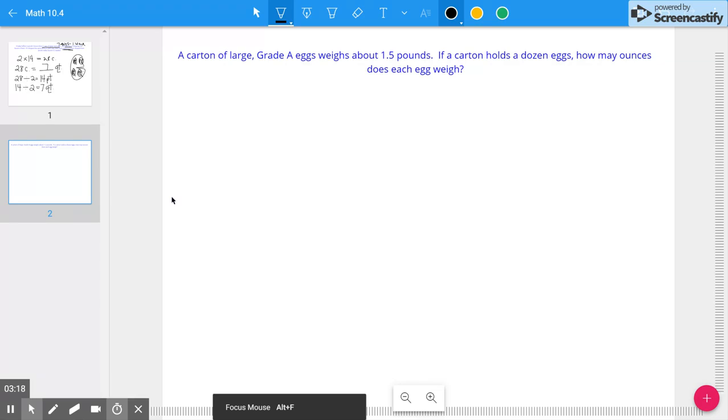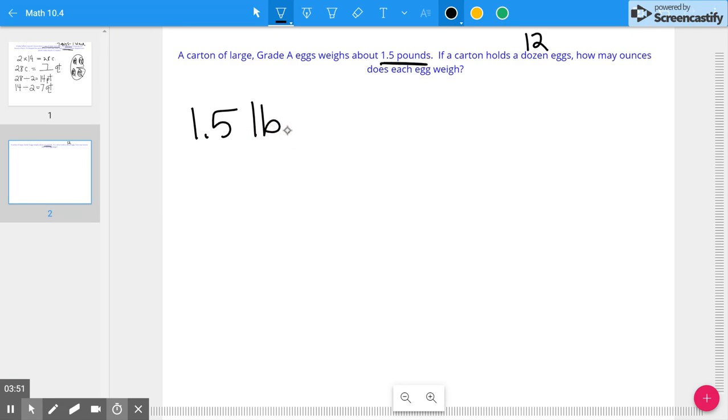Now, this problem says a carton of large grade A eggs weighs about 1.5 pounds. If a carton holds a dozen eggs, how many ounces does each egg weigh? Well, I know that a dozen eggs is 12 eggs. So my first step is to figure out the total number of pounds, and I need to figure out the total number of ounces. So I know it says here in the problem the total number of pounds, 1.5 pounds. So I'm going to start with 1.5 LB, that stands for pounds. And I'm trying to figure out how many ounces each egg weighs.